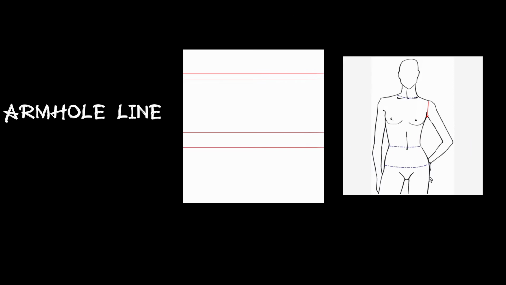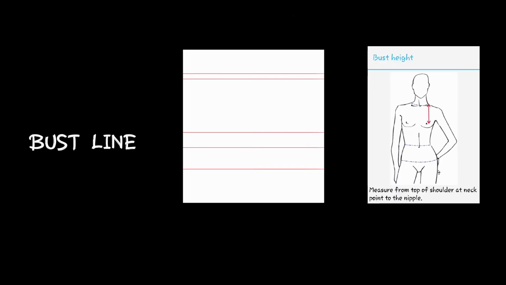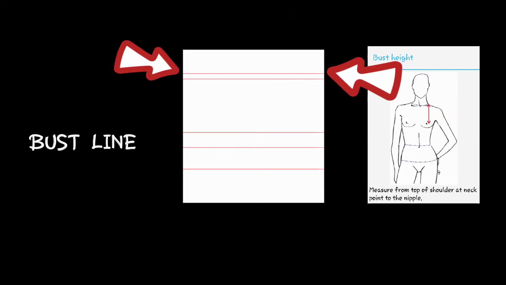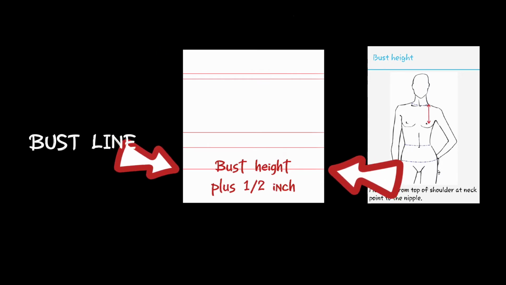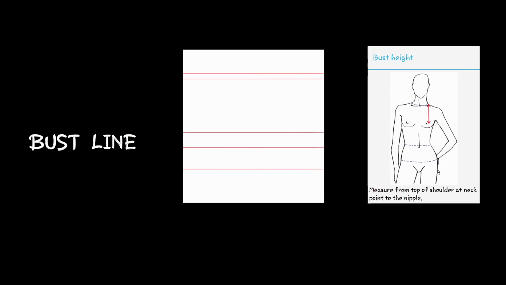The next line is your bust line. Now that bust line is taken from your shoulder to the fullest part of your bust, generally the nipple. So from shoulder to nipple, you have your bust height, and that's what you should measure out from the highest point of your shoulder to your nipple.